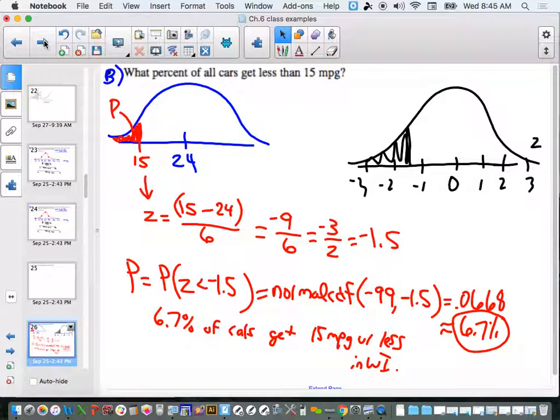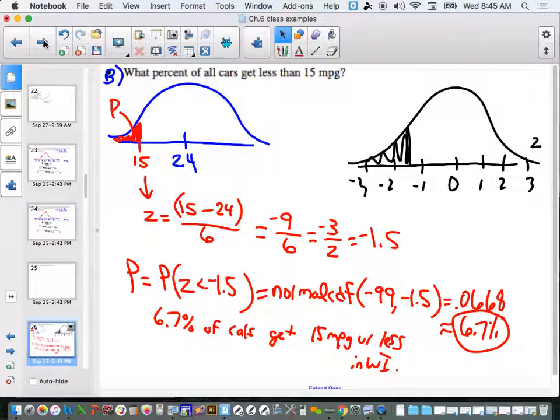Okay? And when we did that normal CDF, we get about 6.7%. So what we're going to be doing to find our answers is, if we're given a value like we were in this case, we're going to convert it to a z-score and then find the percent using the normal probability CDF, normal CDF. In other problems, we're going to work backwards.